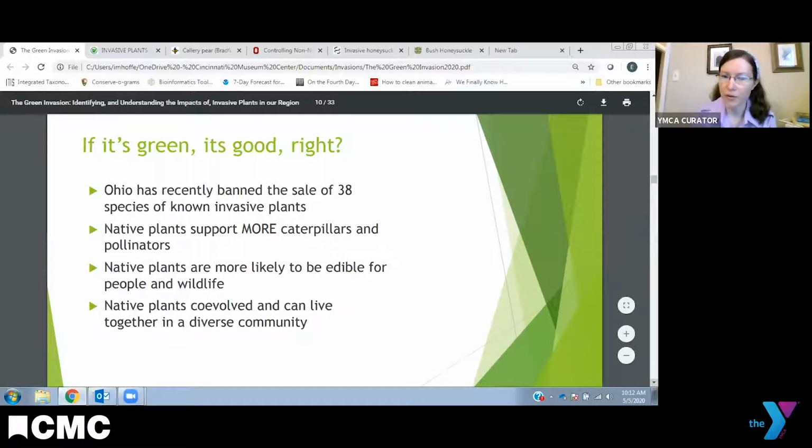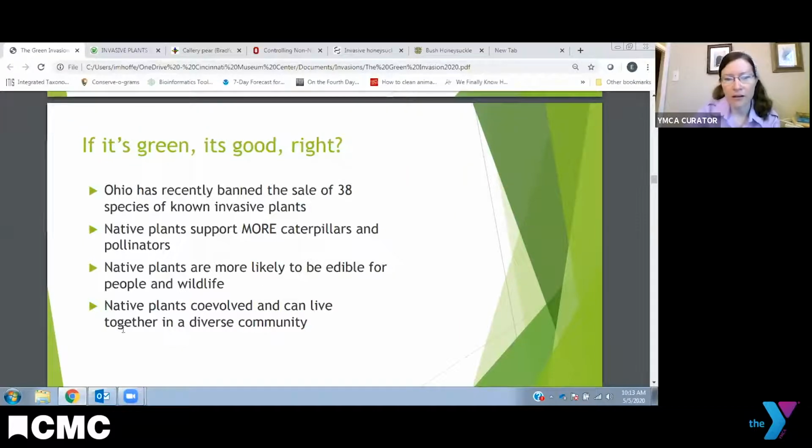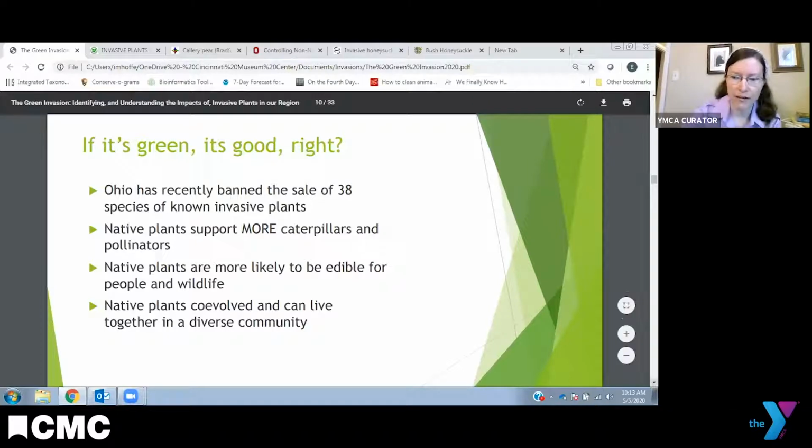They're going to support more caterpillars, which is what birds feed their babies. So even birds that usually eat seeds and things, they usually feed their babies bugs because they have more protein. So if you have more native plants, you're going to have more native bird species able to raise their young. Also, a lot of pollinators use native plants, so it's good for them. They're also more likely to be edible, as we talked about, and the native plants have co-evolved together, so they already live together in a diverse community. They're not as likely to form a monoculture unless there's some kind of weird outside influence.